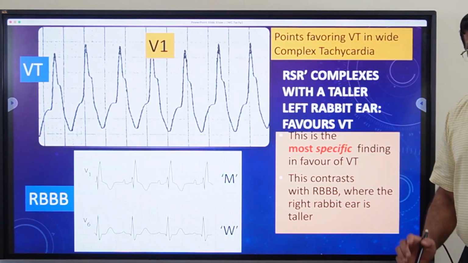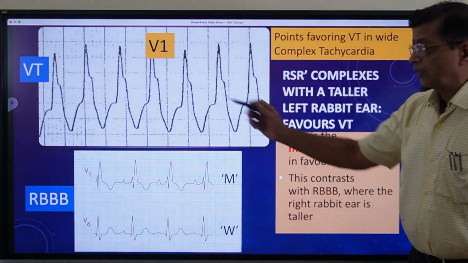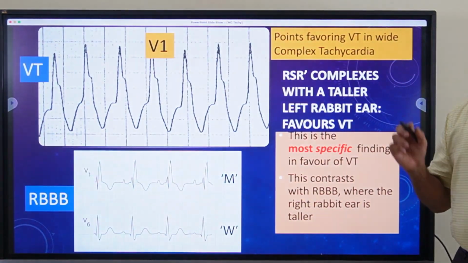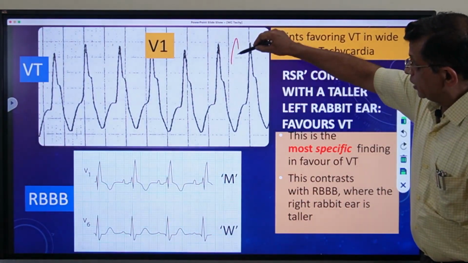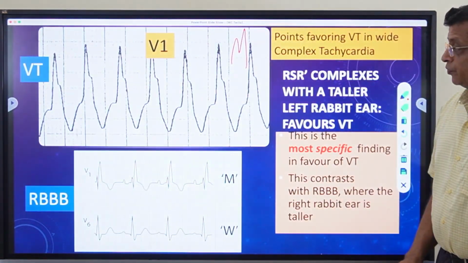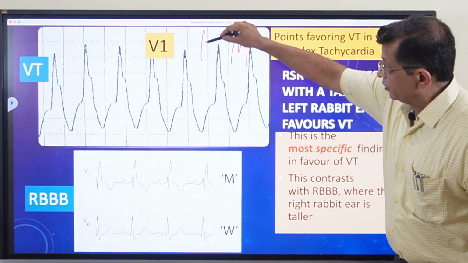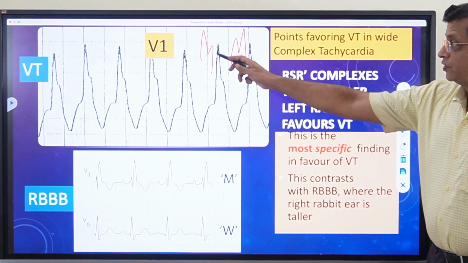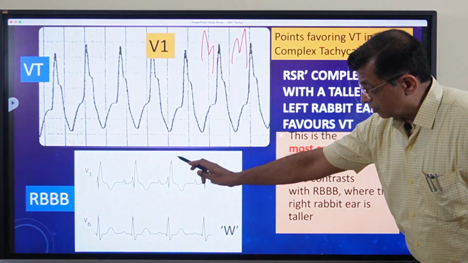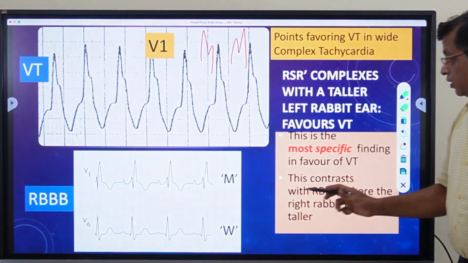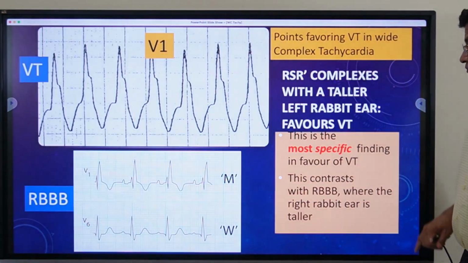If the tachycardia is RBBB type, in RBBB type you have the RSR prime pattern. So these are two waves. But if it is ventricular tachycardia, the left rabbit ear is taller than the right one. If this is the case, it is likely to be ventricular tachycardia, while in RBBB the right rabbit ear is taller. This is the most specific finding in favor of ventricular tachycardia.